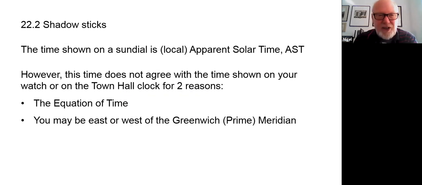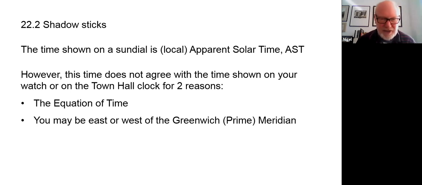So when you read a sundial, you read the apparent solar time where you are. That's where the local bit comes in, because apparent solar time differs from place to place. So the time given on the sundial is apparent solar time. You read off where the edge of the shadow is on the scale and you read a time. And that's your local apparent solar time. Now, that doesn't give you real time, time that you might have on a watch or a phone or the town hall clock or a railway station. And there are two reasons why.